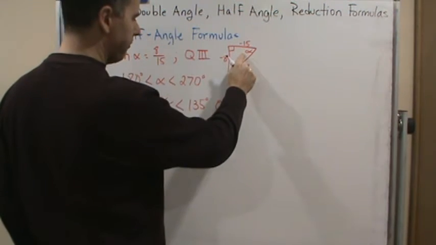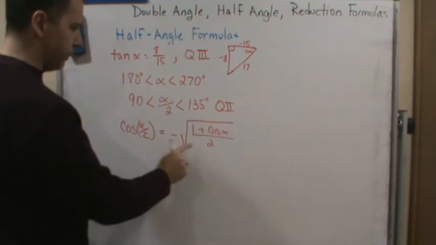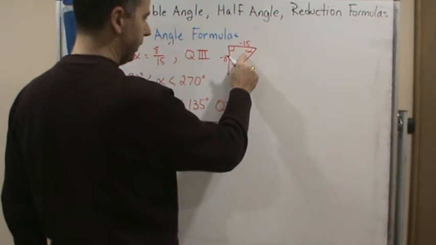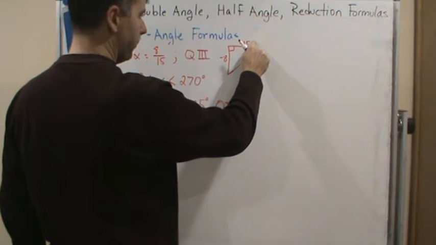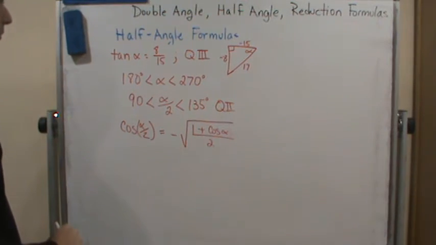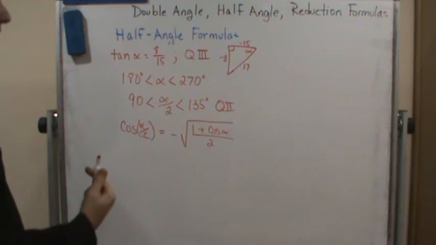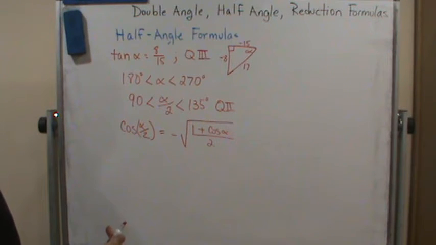Well, cosine alpha, now we go back to our reference triangle because we're talking about alpha, not alpha divided by 2. So cosine alpha is what? It's adjacent over hypotenuse. And that gives us negative 15/17. Right?